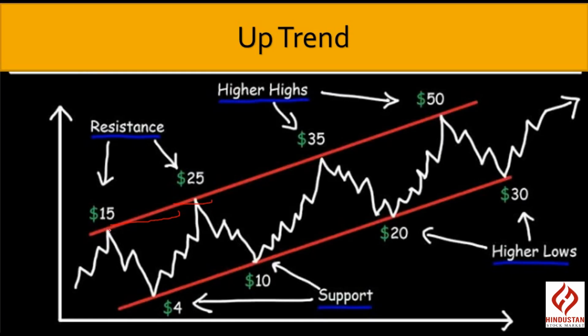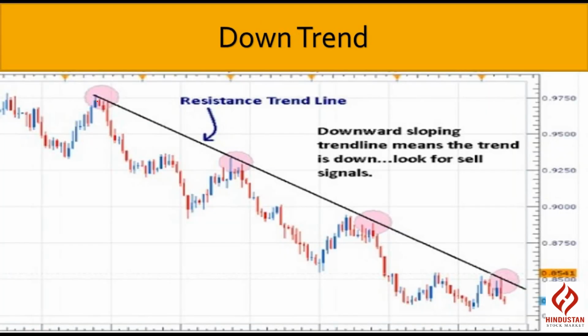So when a stock is making higher highs and higher lows, if you join these points, this will work as a support, right? And this will work as a resistance. Next, downtrend. Here you can see the downtrend. The stock is continuously making lower highs and lower lows. So if I draw, this will work as a resistance and this will work as a support, right?